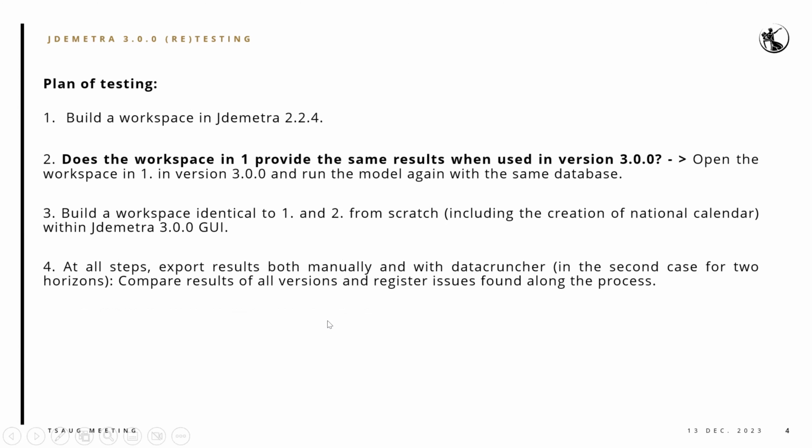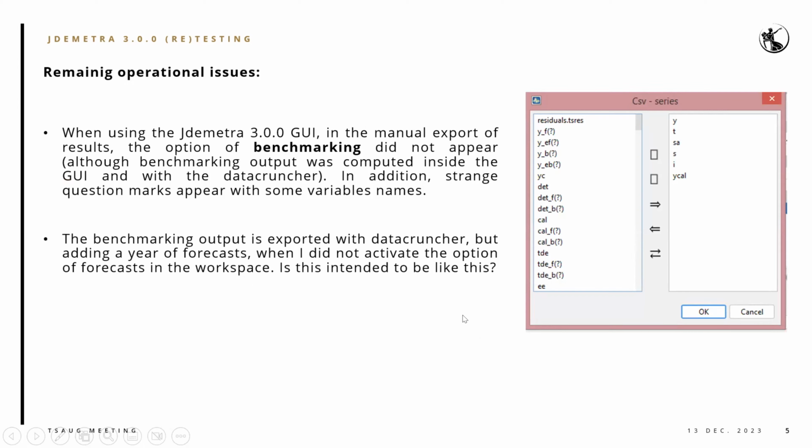So what I did was to use a 2.24 workspace, test it in version 3, and see if results and output hold. So what were the differences? But I also tried building the same workspace from scratch, including creating the national calendar with the temporary suspension of some holidays. And I exported all results manually and with the cruncher and compared everything. So what issues remained?